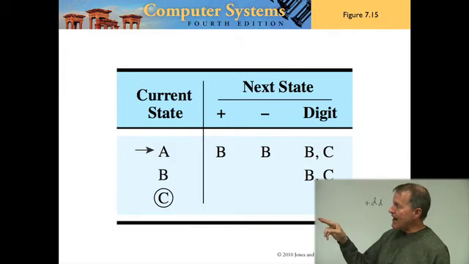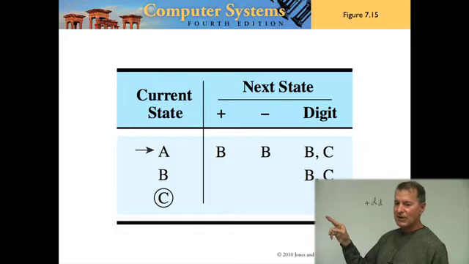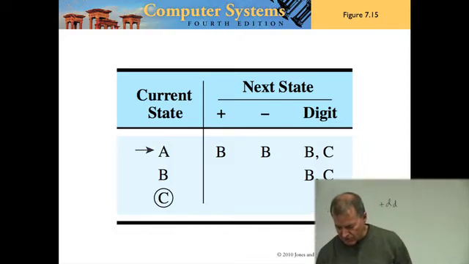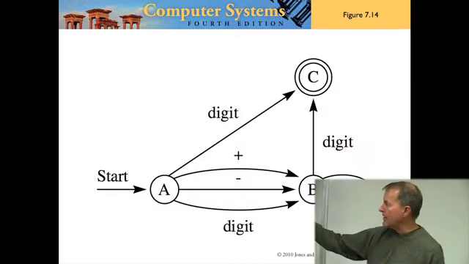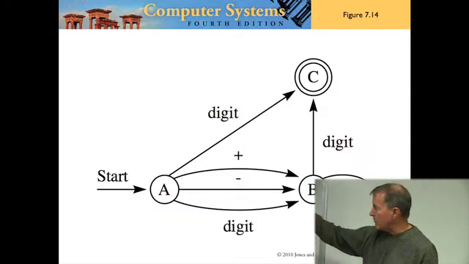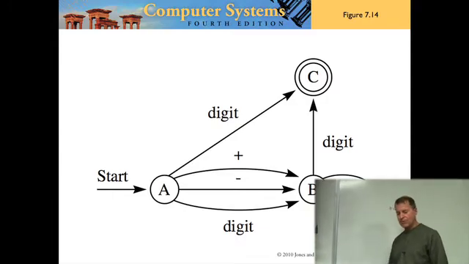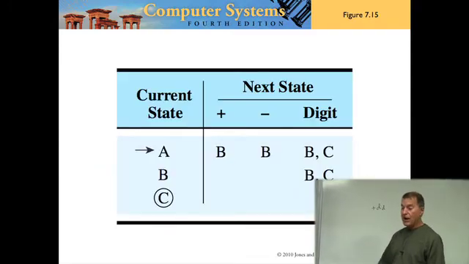Okay, but now what else do we see? If we're in state A and we input a digit, we can go to either B or C. And if we look back here, what did we say? If we're in A and we have a digit, we can go to B or C. So here, if we're at A and we get a digit, we can either go to B, that's the bottom one, or C, that's the diagonal one. So there is your state transition table for a simplified, non-deterministic finite state machine.